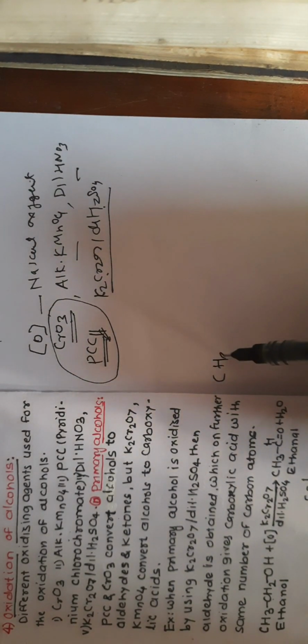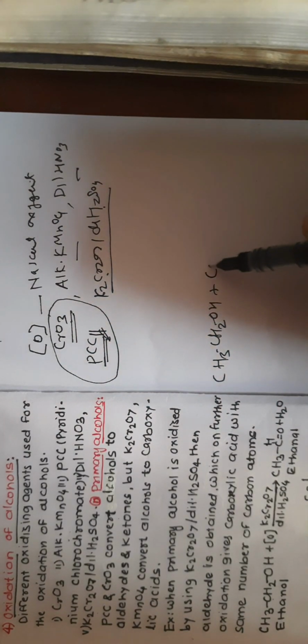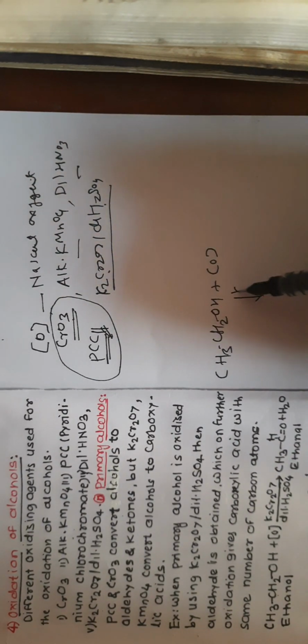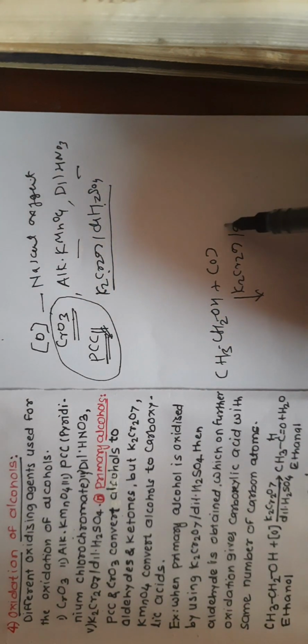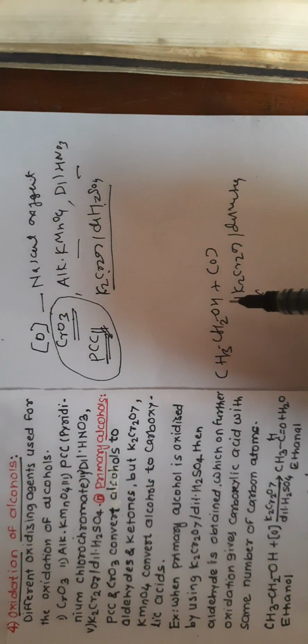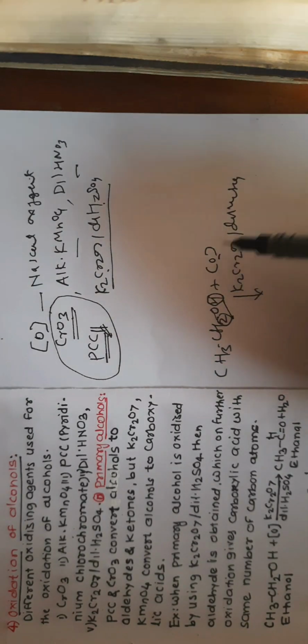Now we will see the oxidation of primary alcohols. Take ethyl alcohol, the primary alcohol CH3CH2OH. On oxidation, I am simply writing, using K2Cr2O7 and dilute H2SO4, the oxidizing agent, it gives. See this one now.